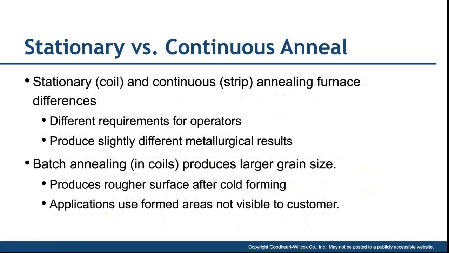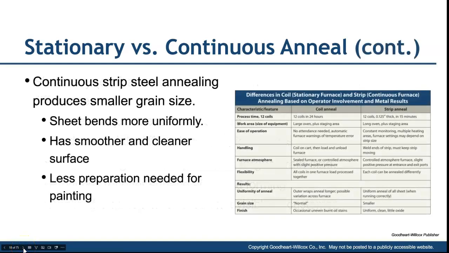There are two ways that we can anneal it, either stationary annealing or continuous annealing. With stationary, it's kept in the coil, and we basically have larger ovens where it's all done at once, versus the strip where it's fed through. There are some differences in the results that we get with either one of those depending on what the requirements are. So here's a little bit of a breakdown. You can go through and take a look at the chart to get a better idea of how much of an impact stationary versus continuous annealing has.